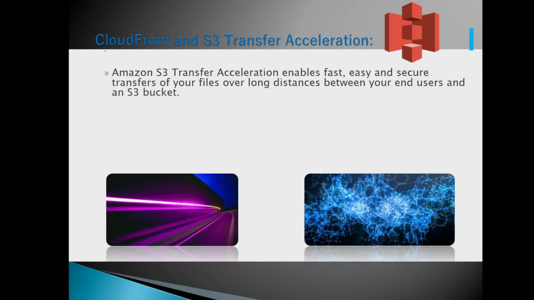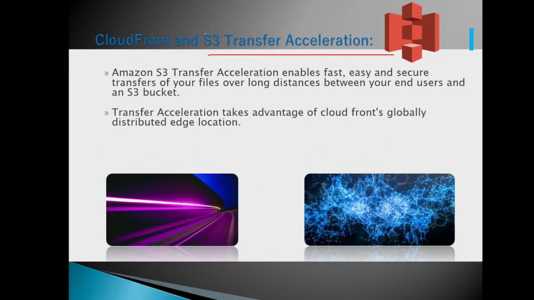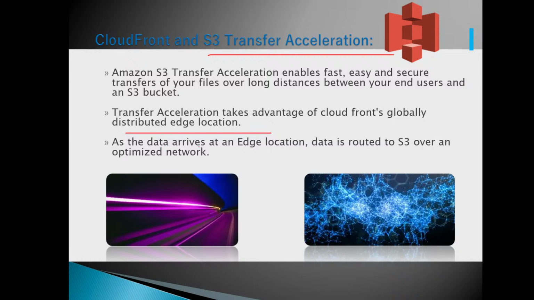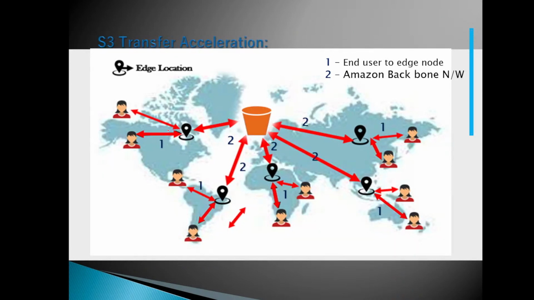We have also talked about S3 Transfer Acceleration. S3 Transfer Acceleration uses an edge location to upload your file to S3 with a faster response, right? It enables fast, easy and secure transfer of your files over the long distance between you and your S3 bucket. Transfer Acceleration takes advantage of CloudFront's global distribution of edge locations. As the data arrives at an edge location, it is routed to S3 over an optimized path. So this is how S3 Transfer Acceleration works.